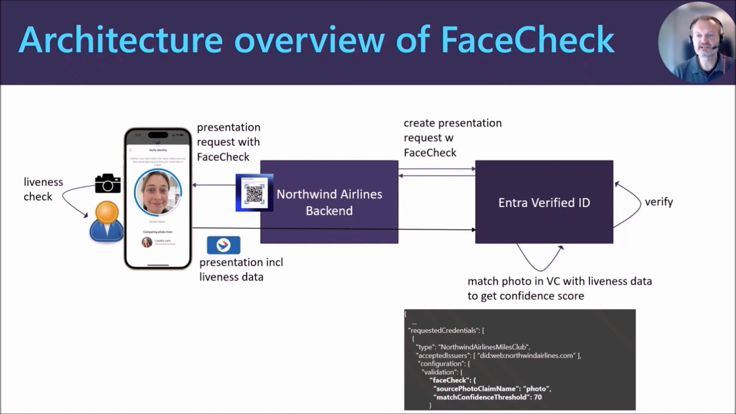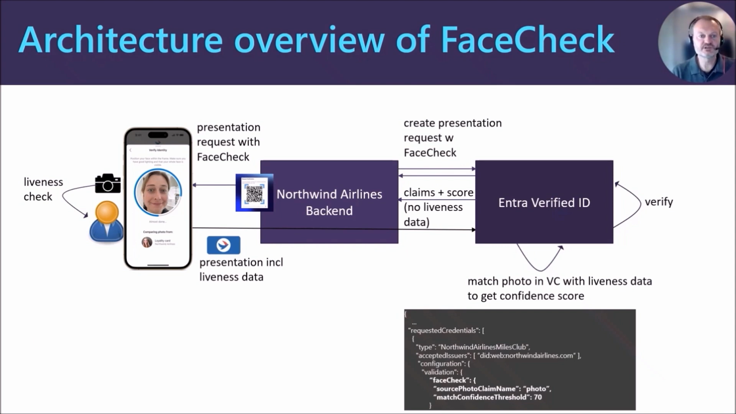After the verification has happened in Entra Verified ID, it again does the callback to the application. This time with the claims in the verifiable credential plus the score from the matching of the photo against the liveness data, the confidence score.